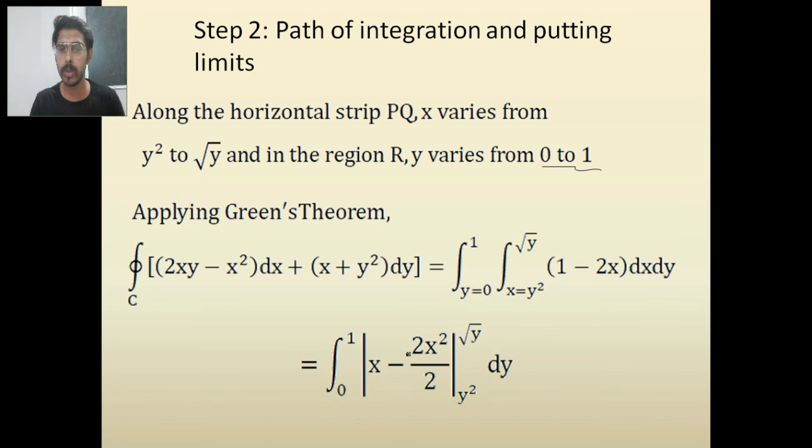Here 2 and 2 will get cancelled out. So we can cancel it. 2 and 2 will get cancelled out. So x minus x square modulus, and the limits are root over y and y squared.